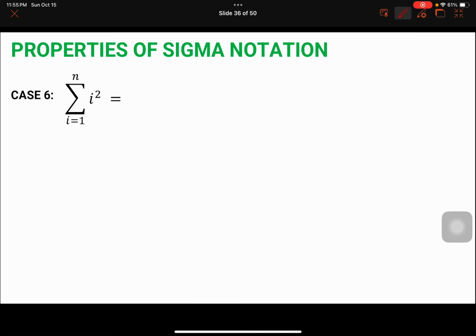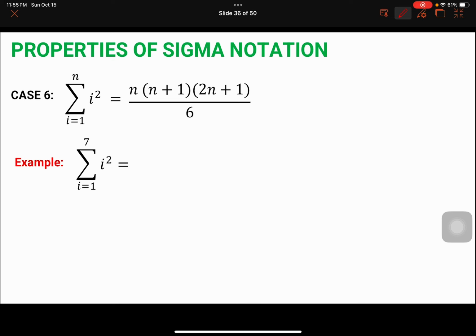Okay? So let's have case 6. What if our i became squared? So we will use n times n plus 1 times the quantity of 2n plus 1 over 6. For example, we have summation of i squared where i is equal to 1 up to n. So n lang yung mahalaga, no? So 7 yung n natin, so we'll just substitute to our formula. So 7 times 7 plus 1 times 2 times 7 plus 1.